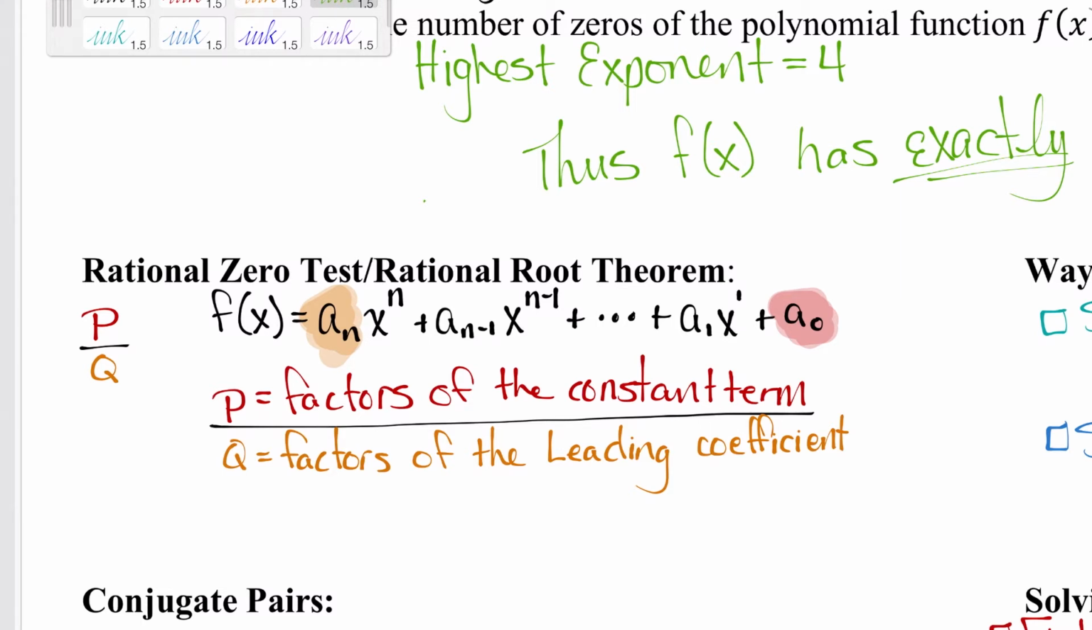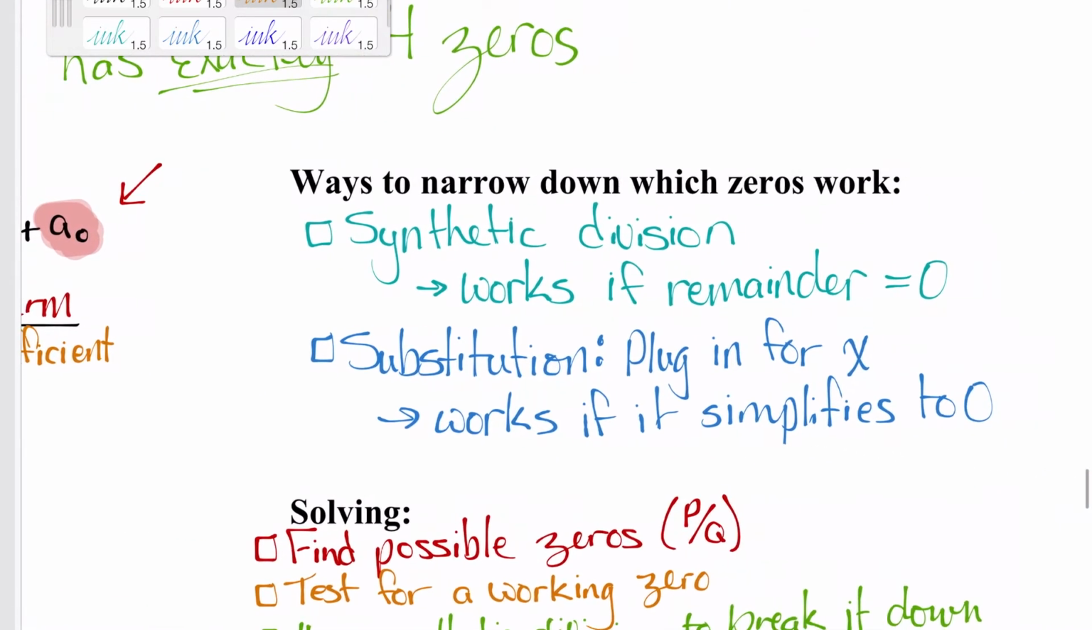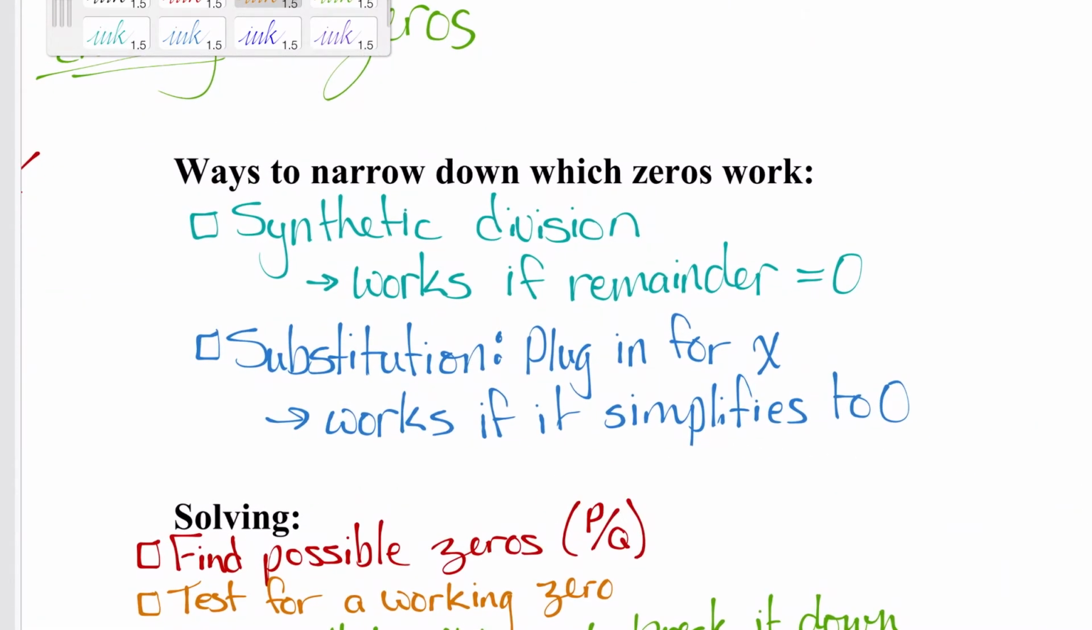So we're taking the factors of the constant term, so over here at the end, whatever doesn't have a variable, so we're listing out all of those factors and we're putting them over the factors of the leading coefficient. So whatever's in the very front, in front of our highest exponent. And those are going to be all of the things that we could test either using synthetic division, or we can substitute it into the function itself to see if it simplifies down to 0.